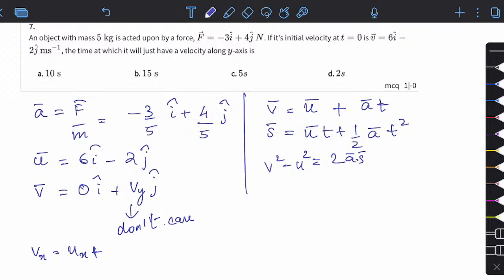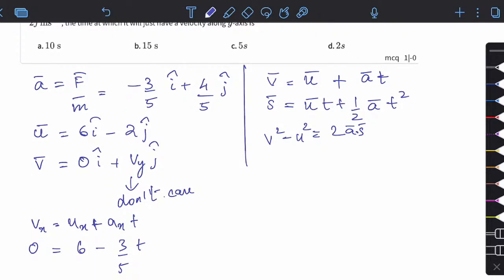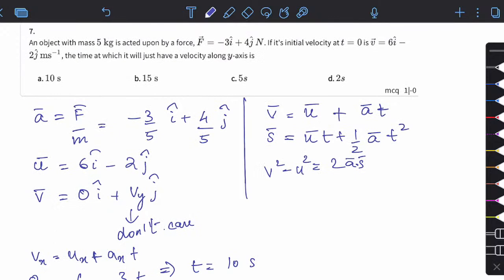vx is equal to ux plus axt. Now here our final x velocity is 0, initial x velocity is 6, acceleration in the x direction is minus 3 by 5, and we have to find out time. So rearranging, we get t is 10 seconds. Verify that. Right, t is 10 seconds.